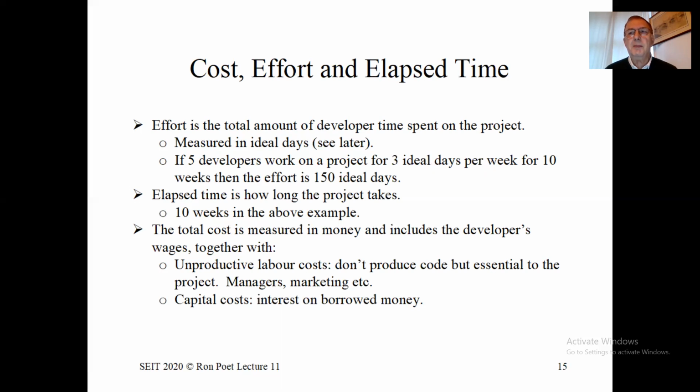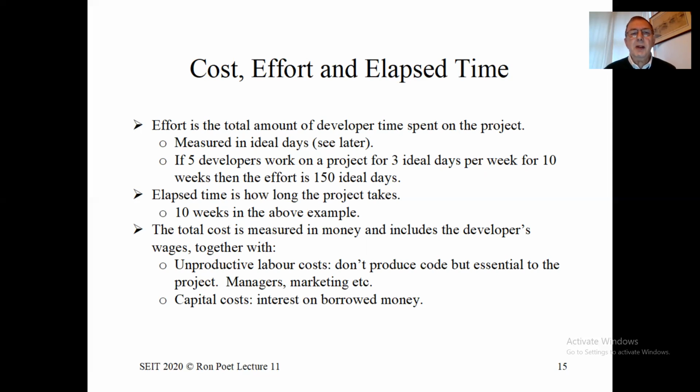All right, it's a simple idea. An ideal day is, imagine you have 8 hours where you do nothing but programming. So that's an ideal situation. In reality, you'll have to do other things like answer emails and the like. So a week of 5 days will typically contain 2 or 3 ideal days worth of actual work. So that's the effort. It's the total amount of developer time spent on a project.